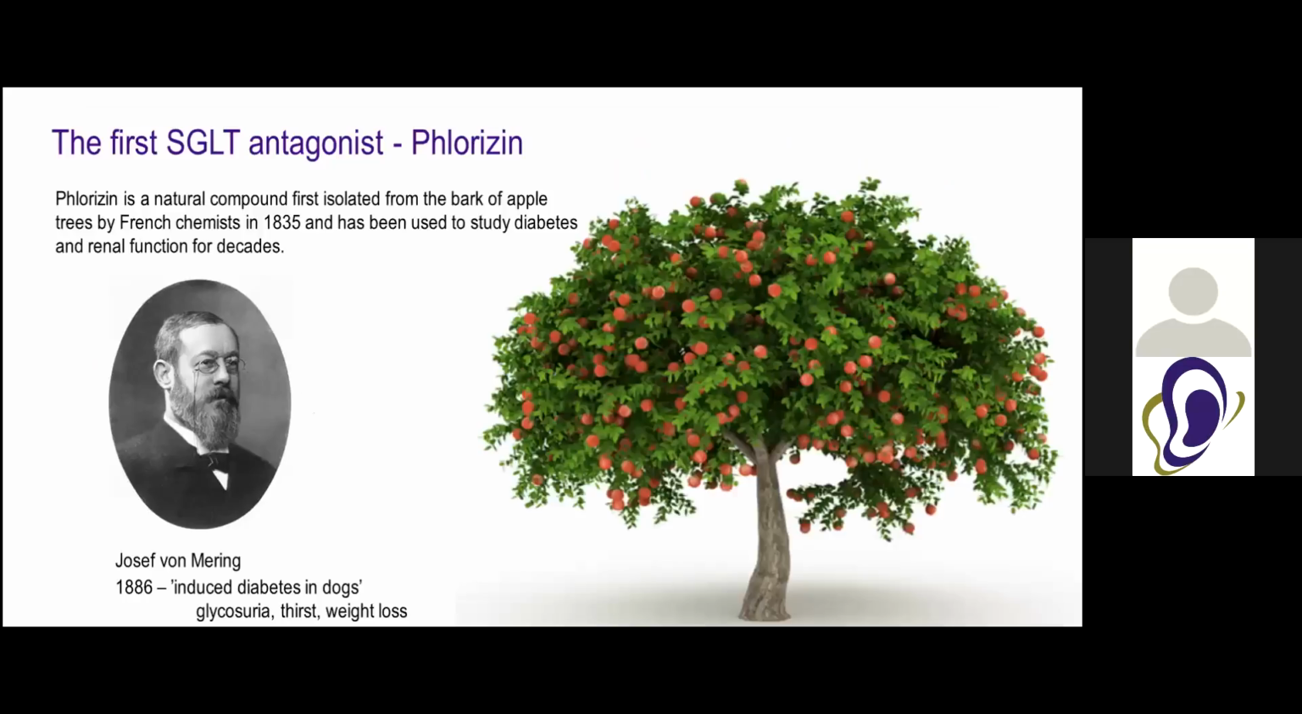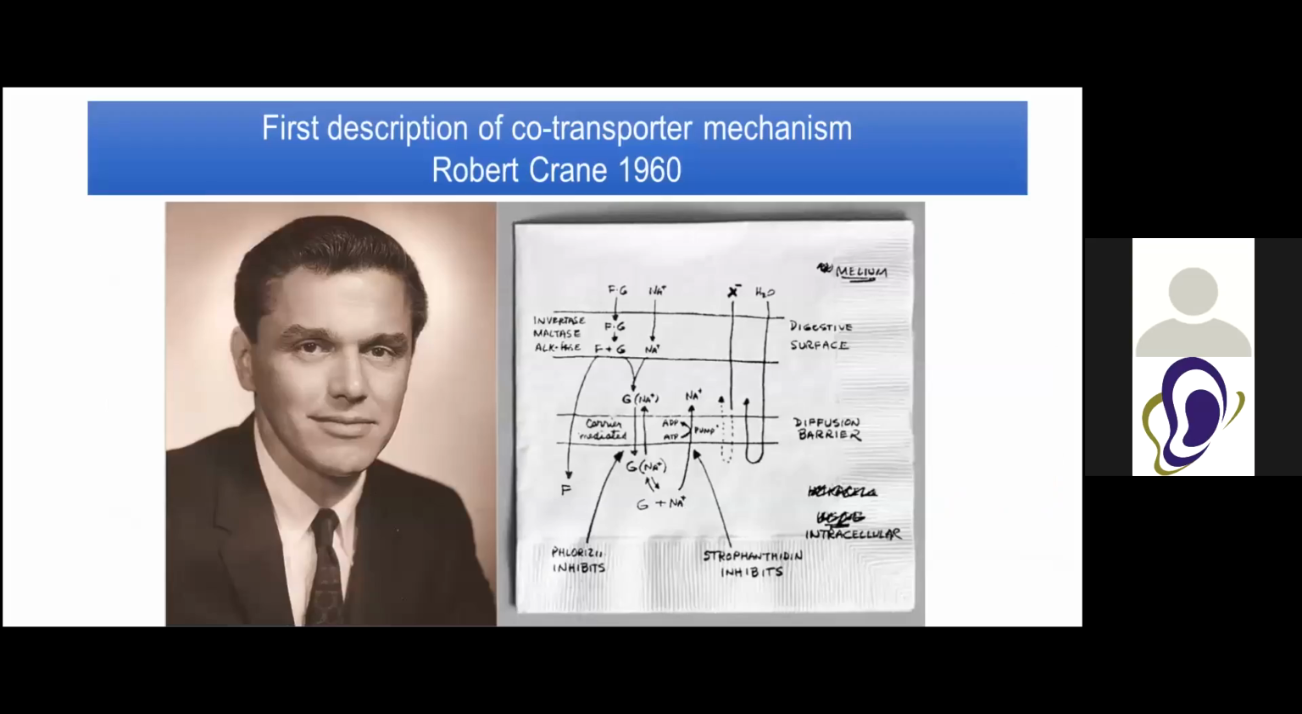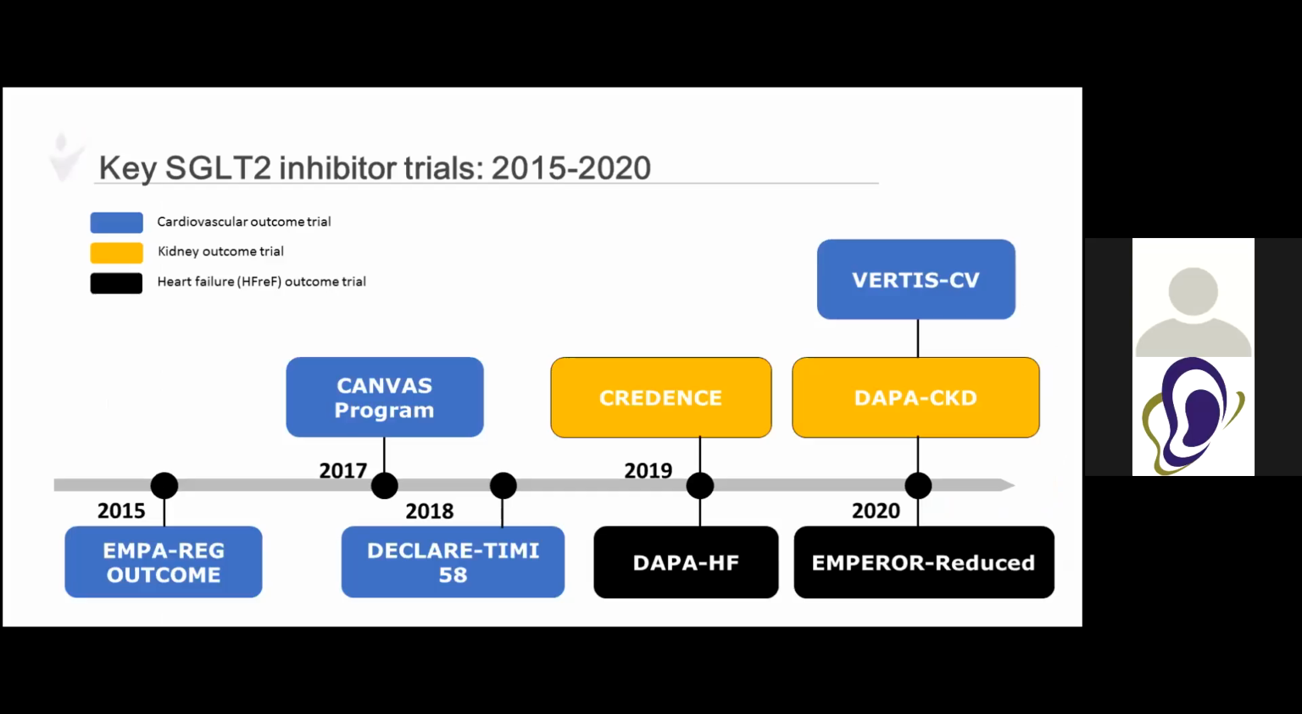You might be interested to know that phlorizin is a natural compound that was found in the bark of an apple tree by French chemists back in the 1800s and was used to study diabetes and kidney function for decades because it induces glycosuria, thirst, and weight loss in dogs. And so that's how it came to be. It was first described that, in order for it to work, there had to be a co-transporter mechanism in the kidney. And this was first described by Robert Crane in 1960, literally on a napkin, which is shown here, where he hypothesized what the mechanism should be, which was then actually found to be so. And again, not for this audience or for most audiences, but it's interesting to have those stories of how these things came to be.